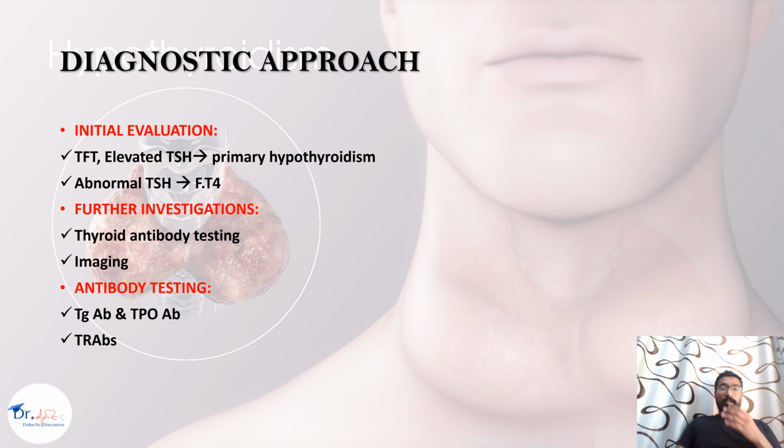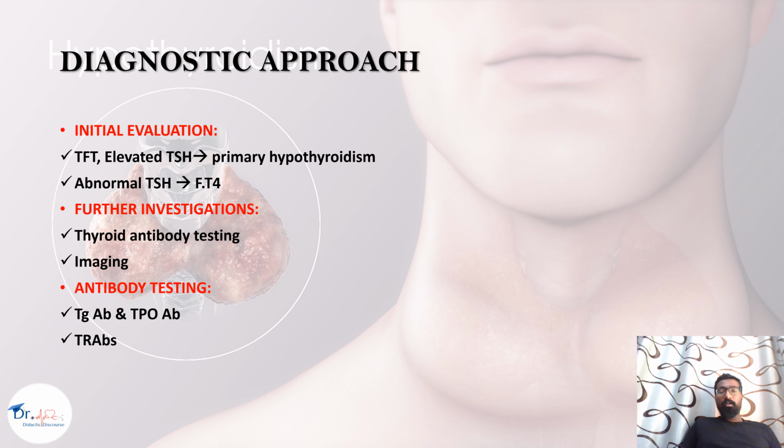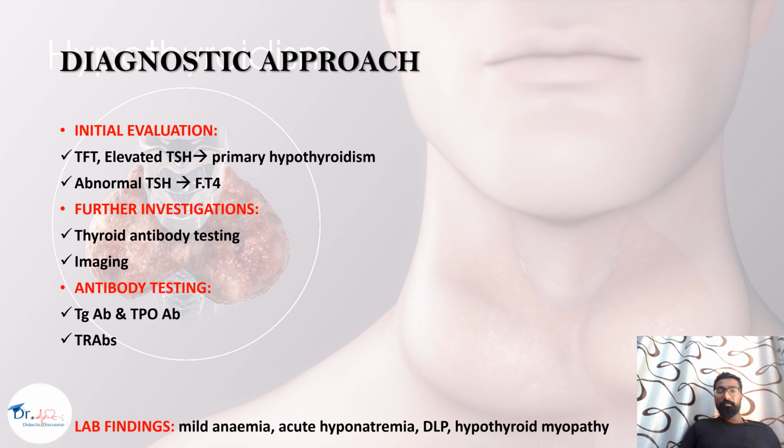So the next lab test includes antibody testing. So what are the possible antibodies we can screen? We have thyroglobulin antibodies, and we also have thyroid peroxidase antibodies. So the majority of the patients with hypothyroidism have thyroglobulin antibody as well as thyroid peroxidase antibody positive. And you also have 20% of the cases of autoimmune hypothyroidism where the thyroid TSH receptor antibodies are positive.